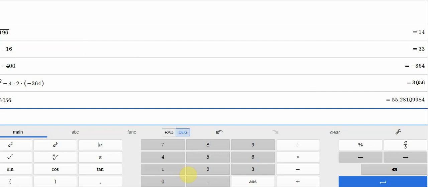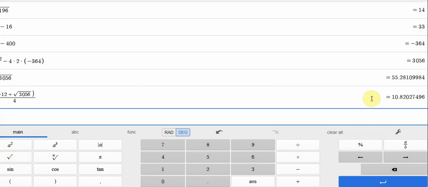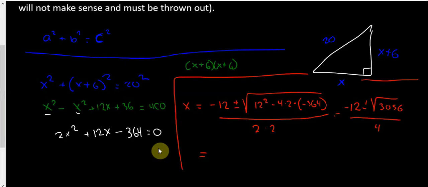Okay, so negative 12 plus square root of 3056. And then we're going to need to say all in parentheses divided by 4. Boom. 10.8202. Now, usually in the homeworks, I want 2 decimal places. So if we round to 2 decimal places, 10.82. Okay. So let's write that down. 10.82.